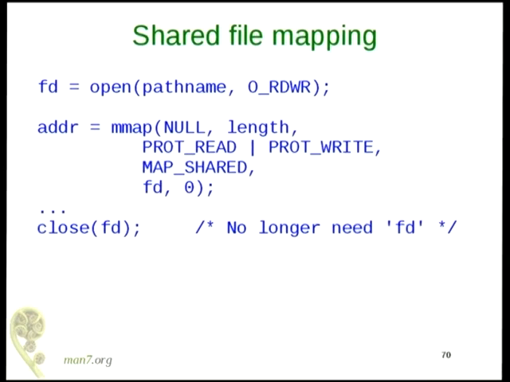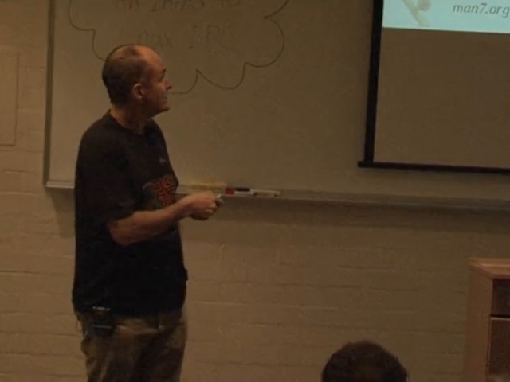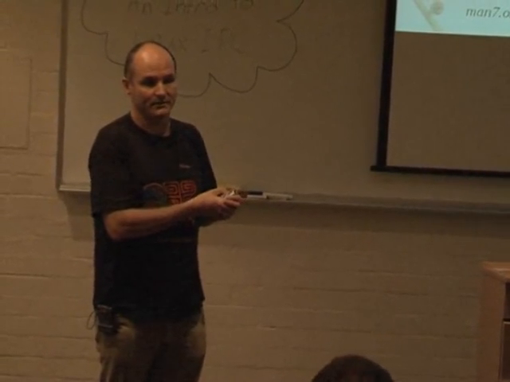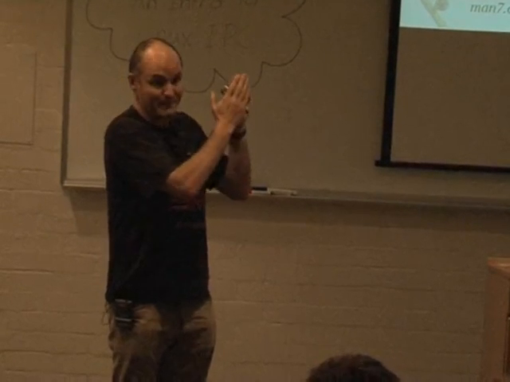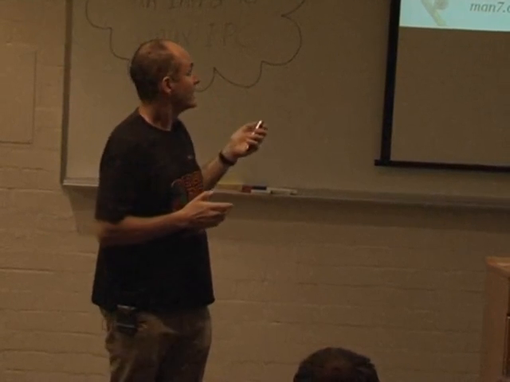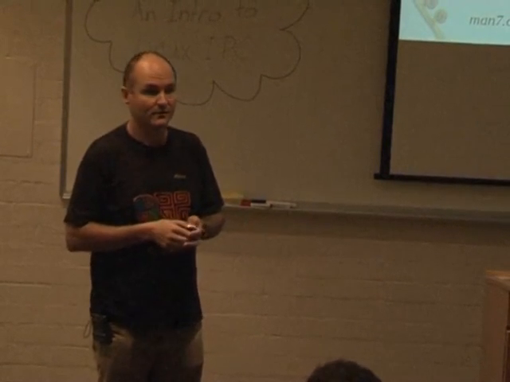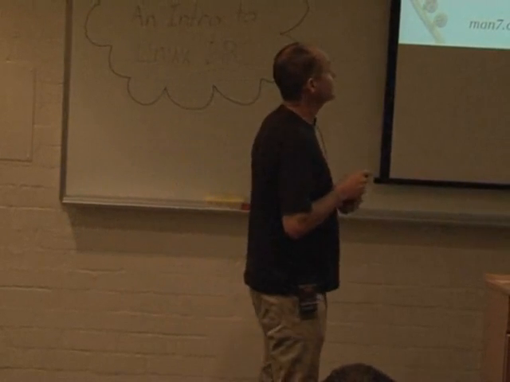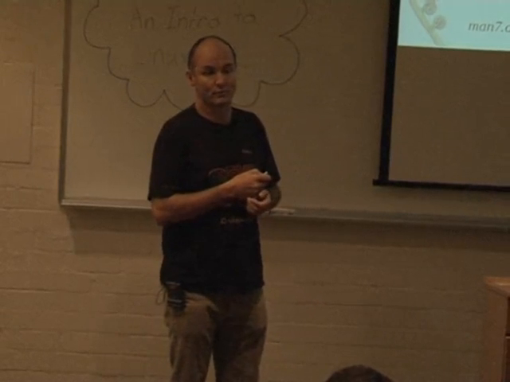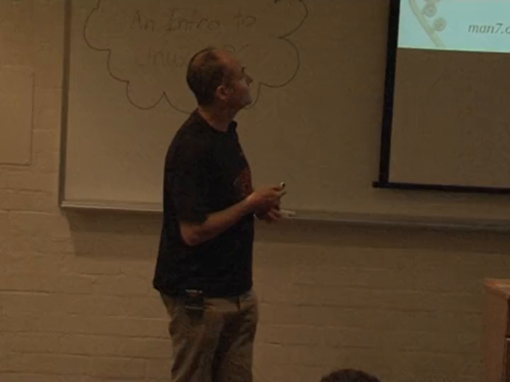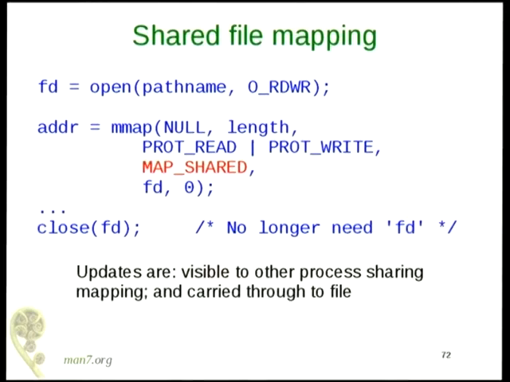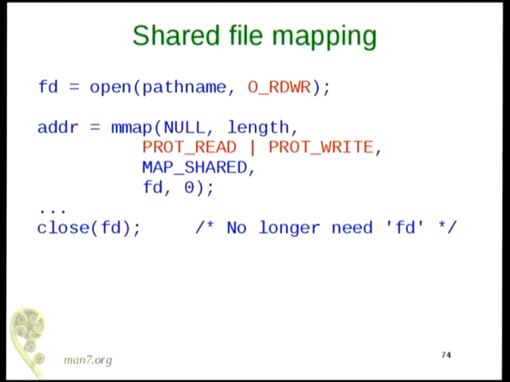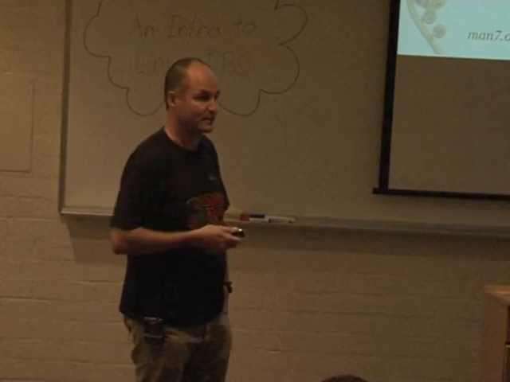It says from what point in the file do I want to map. So 0 here says I want to map from the start of the file. But you could specify a mapping that started at some other point in the file as well. It'll need to be page aligned within the file. And at some point you probably don't need the file descriptor anymore and you can just throw it away. Again, as a result of the system call, you get the address at which the mapping was placed in memory.